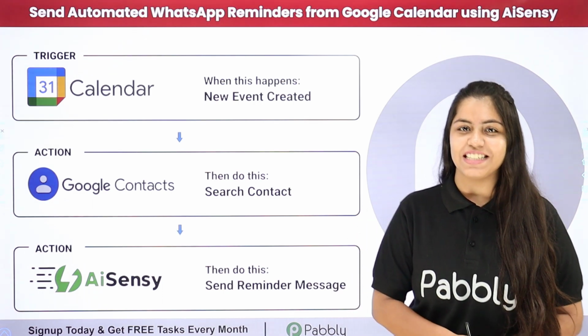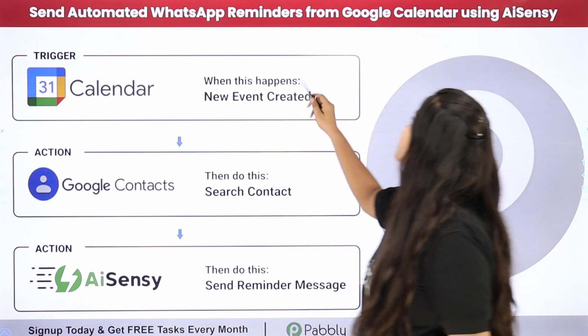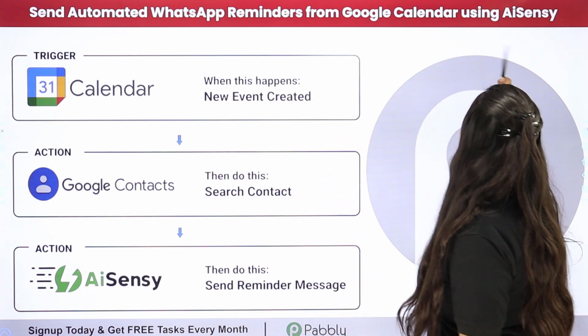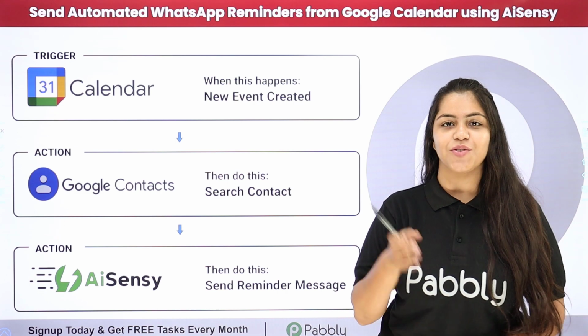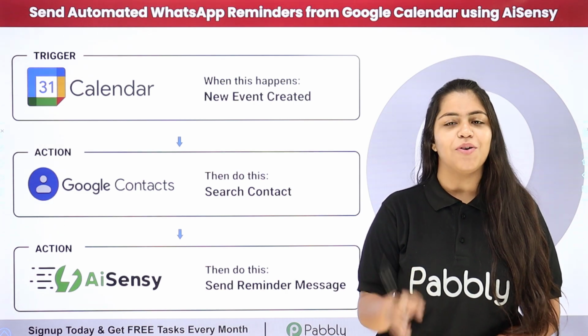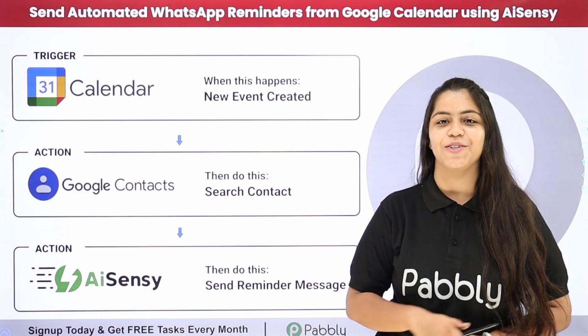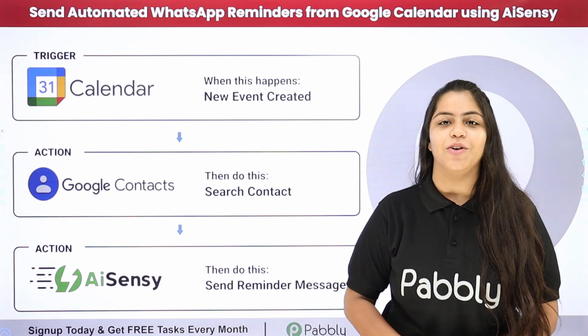So in this video, we're going to understand how to send automated WhatsApp reminders from Google Calendar using AiSensy. Do you also wish to send automated WhatsApp reminders to all your potential clients? Then this video is definitely for you. So with it, I want to do the same.